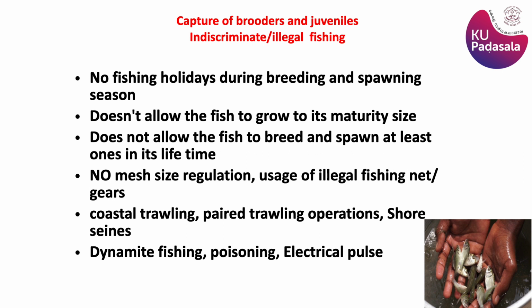The second major problem is the capture of brooders and juveniles. We are not allowing the juvenile fish to grow to their minimum legal size. We are not at all allowing the fish to breed or spawn at least one time, I repeat, at least once in its lifetime. Before that, we are catching the fish and decimating the population. To jeopardize the situation, there are other illegal practices like coastal trawling, dynamite fishing and other illegal fishing practices, which lead to the decimation of the fish population, and also the biodiversity in toto.